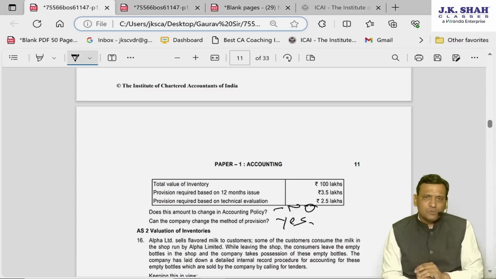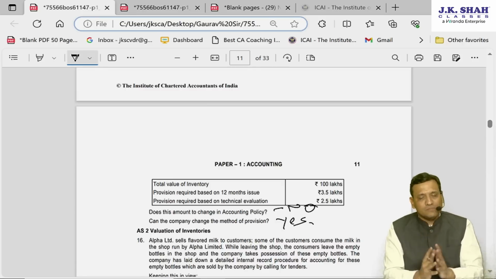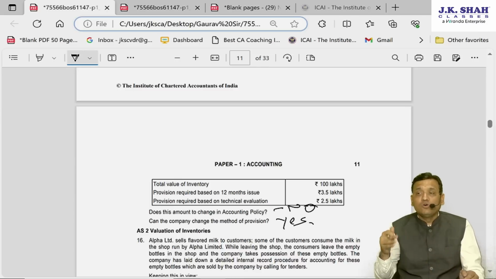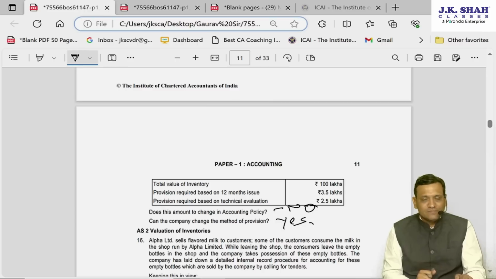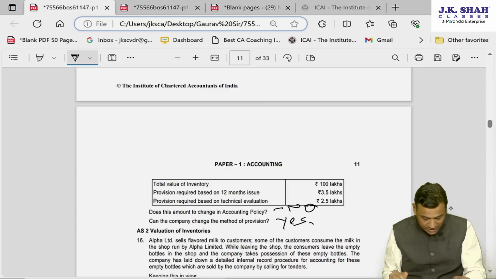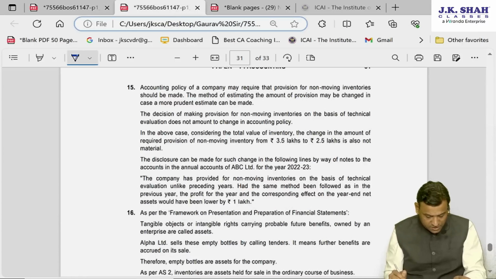Earlier also I was making provision. Now also I am making provision. So there is no change in the principle. We are still going for it. Earlier we were making provision considering how many goods have been issued. But now we are going to make provision based on some technical evaluation. So this is a change in an accounting estimate and not a change in an accounting policy.